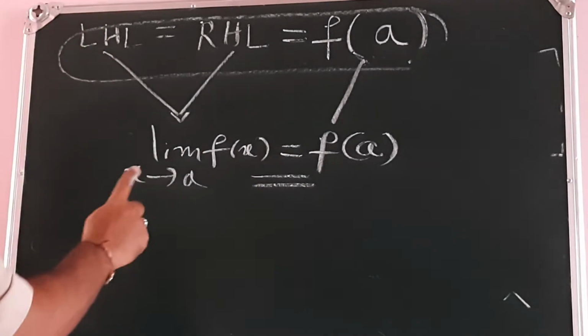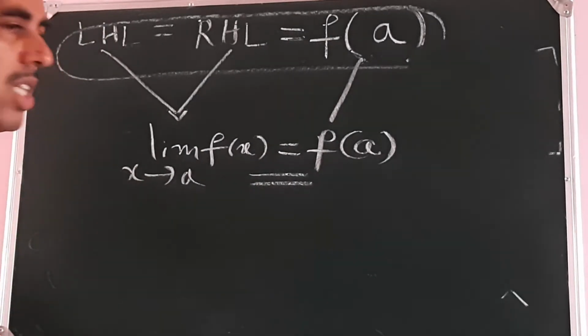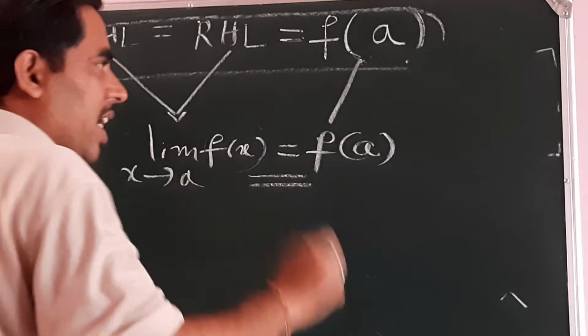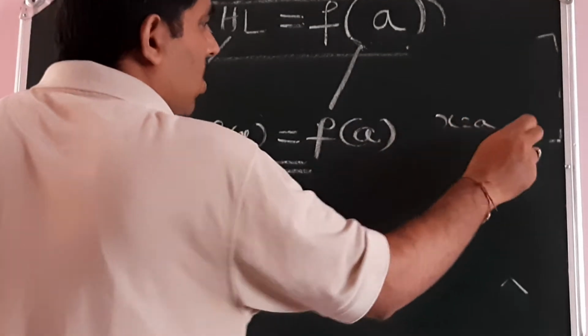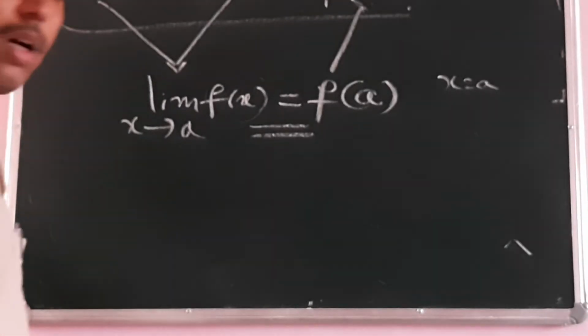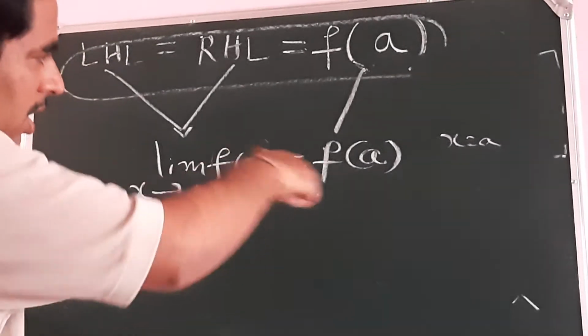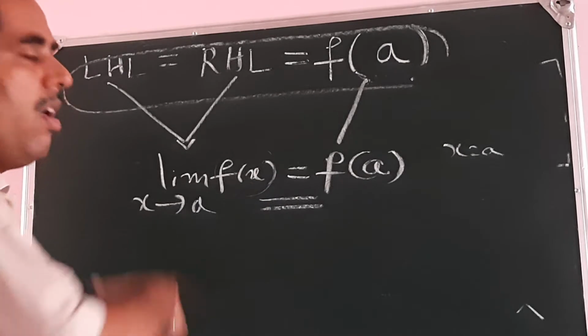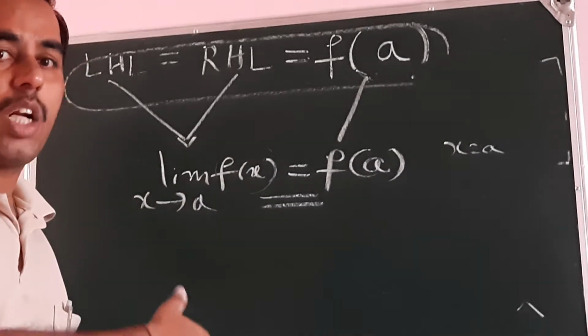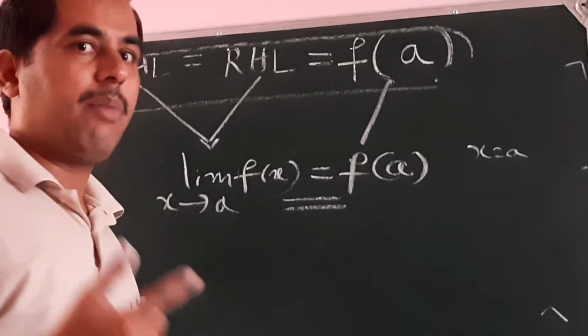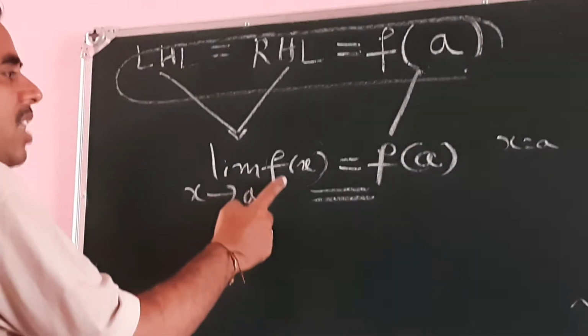Okay, so if this condition is satisfied, then we say that the function is continuous at some point x is equal to a. I think this is clear. I have just taken one example. In a similar way, we can take examples and verify whether the given functions are continuous or not at a specified point. Then we say the function is continuous.